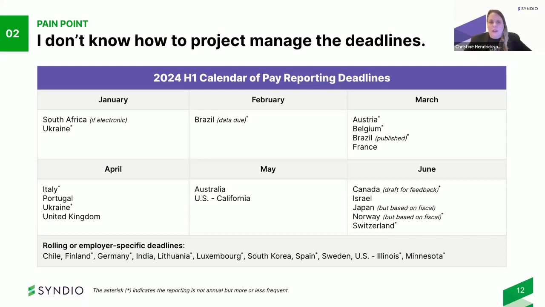There's also a fair number of jurisdictions that have rolling or employer specific deadlines. So for example, if you have reporting in Sweden, it may be that you've historically done your reports at the end of the year. We have other customers that are doing their Sweden reports right now. And so those ones are really going to be specific to the jurisdiction. Other ones are set by the government, but are rolling, like in Illinois.